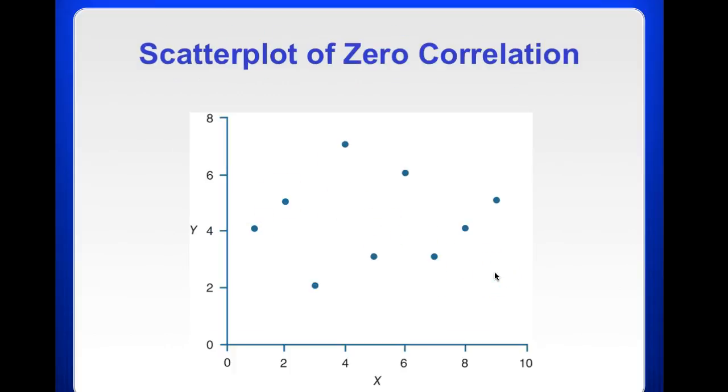Lastly, we have the scatter plot of zero correlation. Here, all these points are just randomly placed on here. So there's no real line or pattern that you can follow. So this would mean that r equals 0.